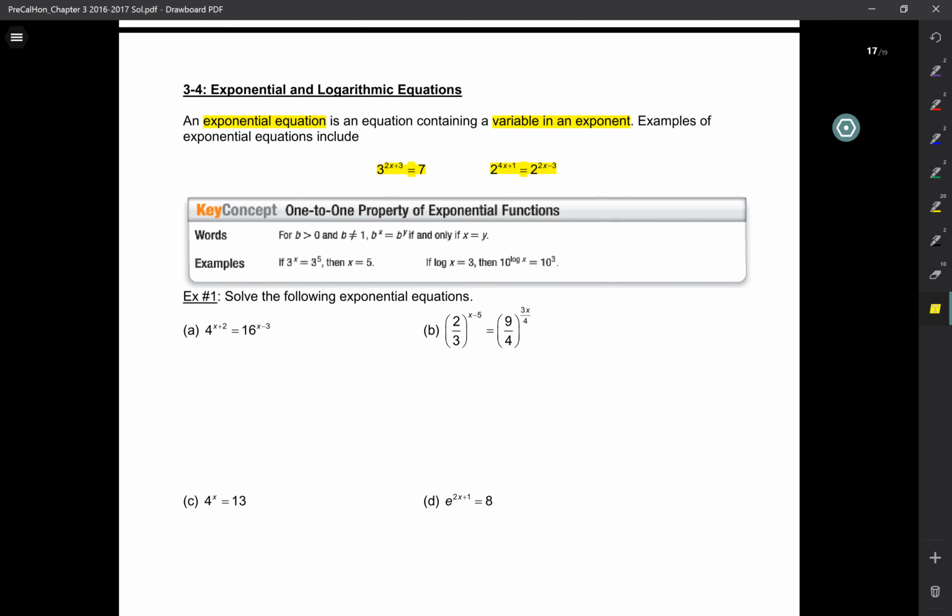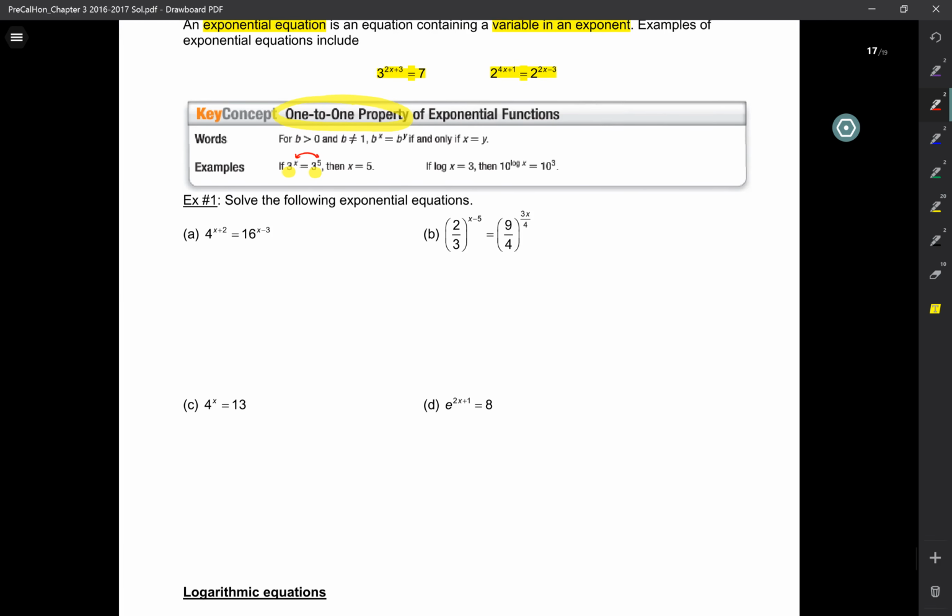Well, what's one way to solve this? One way is what we call the one-to-one property. One-to-one property basically means if you can get your equation to reduce to a form such that the bases on either side of the equation are identical, then you can simply set the exponents equal to each other. Or if the logarithms are equal to each other, then you can set their arguments equal to each other. So let's solve some exponential equations using this one-to-one property.